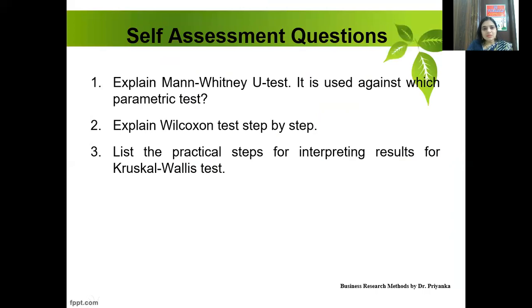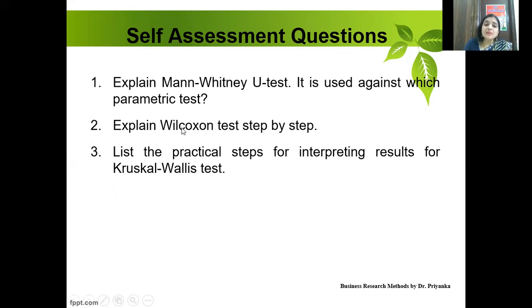That's all. Let us discuss some self-assessment questions. Explain Mann-Whitney test. It is used against which parametric test? For the Mann-Whitney test, you will explain it with the help of the definition, then the formulation. You can take one example as well, as per the marks of the question, and then it is basically used against the t-test. You can mention that also, and do some comparison among them, because t-test is used for parametric data, and for that you have to check the distribution as well. For Mann-Whitney, you do not have to check both of them.